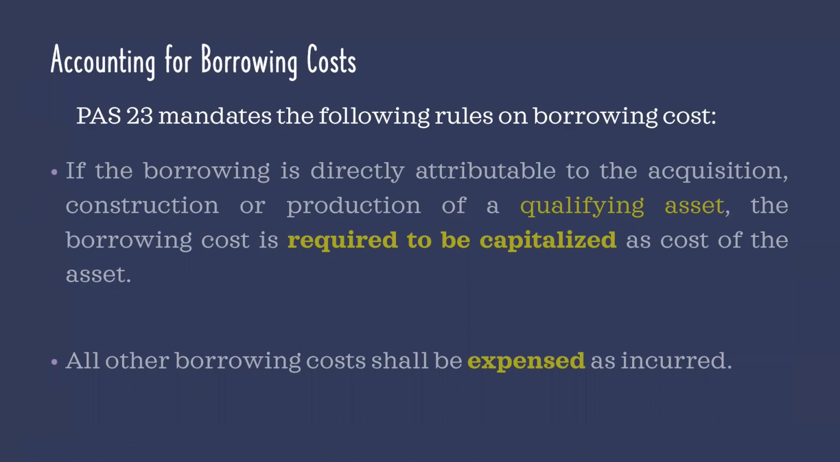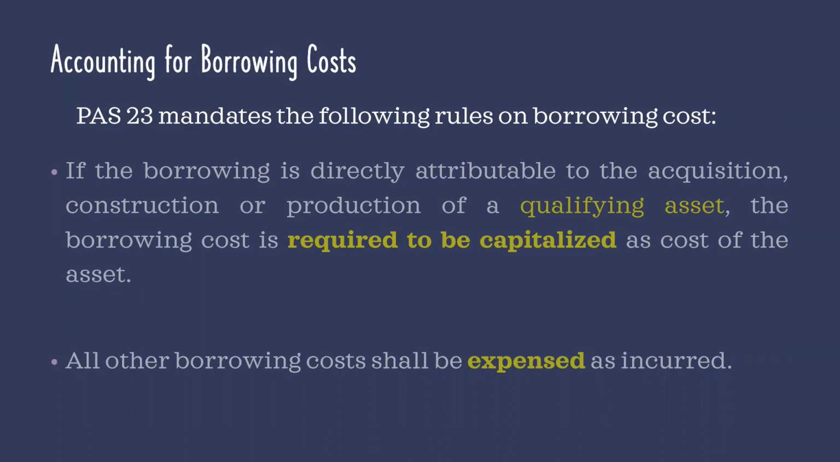Let us proceed to accounting for borrowing cost. So, how do we account for borrowing cost? Because usually, with borrowing cost or interest, finance cost or finance charges, what we usually do is we just expense them outright. Now, what's so special? Why is borrowing cost discussed separately?